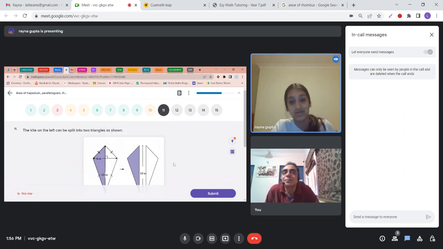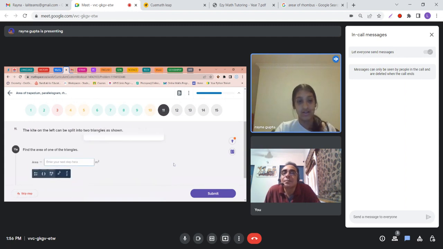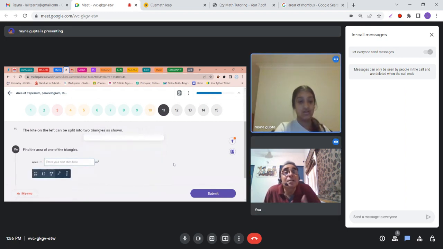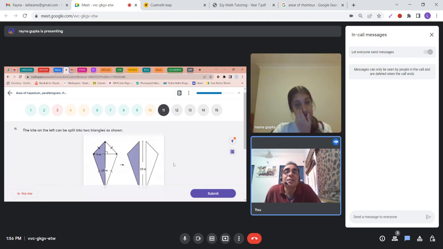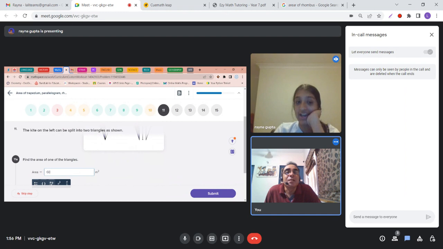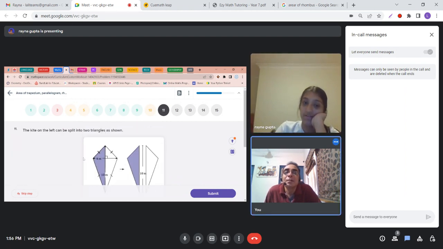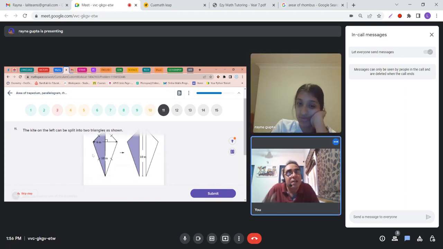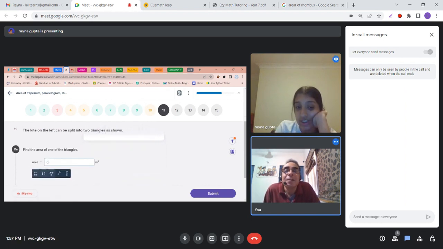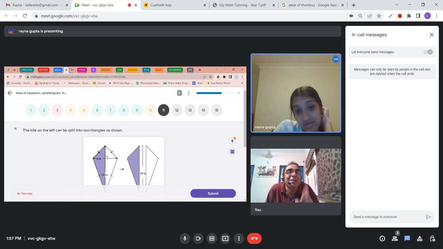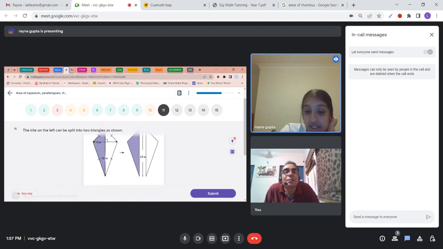The kite on the left can be split into two triangles as shown. Find the area of one of the triangles. That is easy. Six is the complete diagonal. They want you to find the area of a triangle first, or the complete kite? Triangle. So what is the height going to be? The height of a triangle is one of the diagonals of the kite. One way it is 6, one way it is 10. That is correct. What about the other side? That 6 is complete, so it has to be half. The height will be half for the half triangle. So 0.5 times 6 times 10.